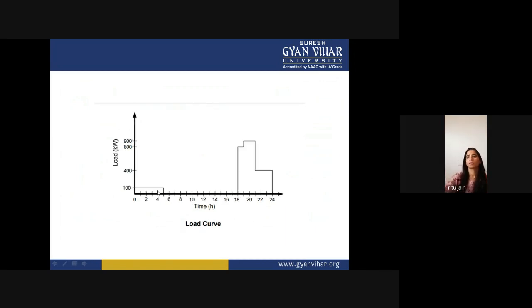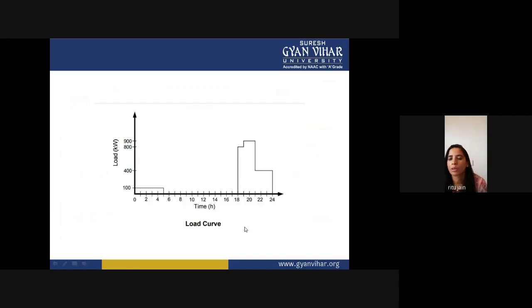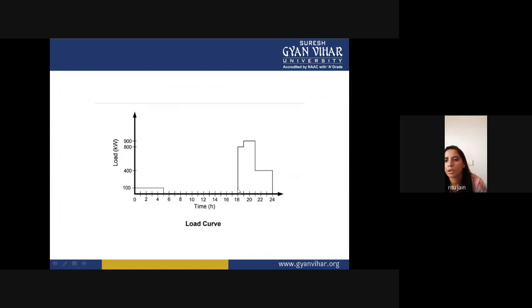After that, 5 a.m. to 6 p.m., there is no load. So you can see in this graph that 5 a.m. to 6 p.m. there is no load. After that, the load from 6 p.m. to 7 p.m. for 1 hour is 800 kilowatt. For 1 hour duration, 6 to 7 p.m., it is 800.